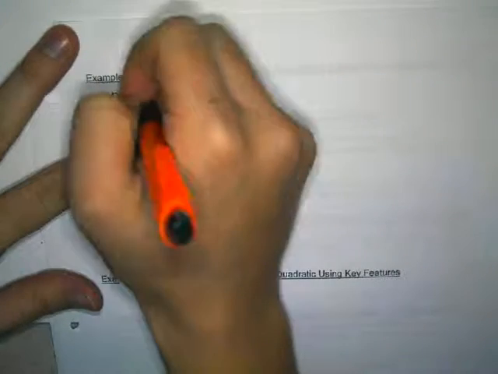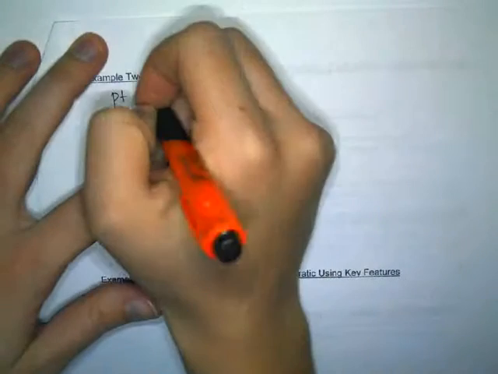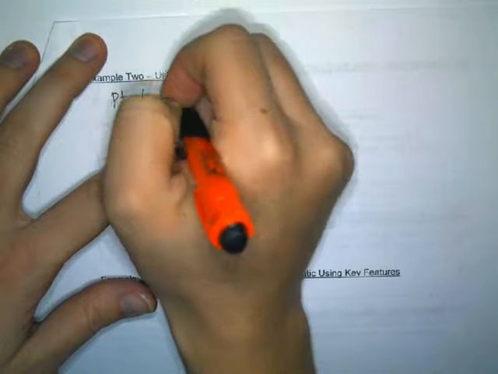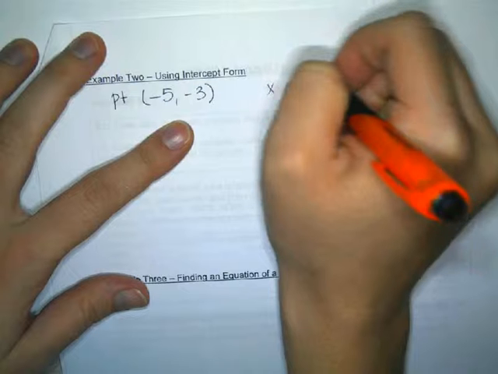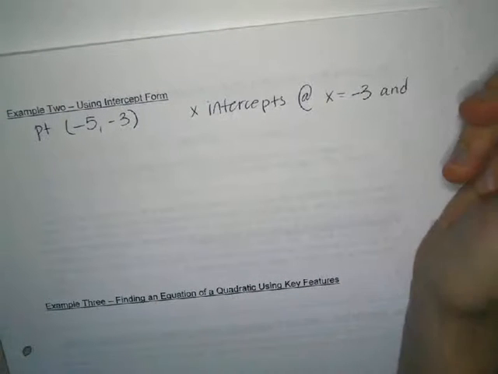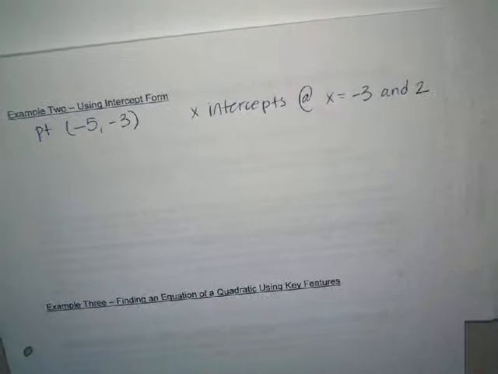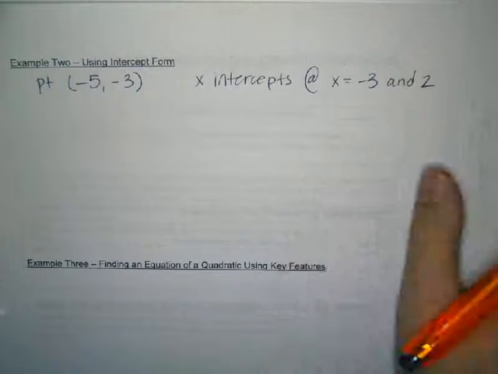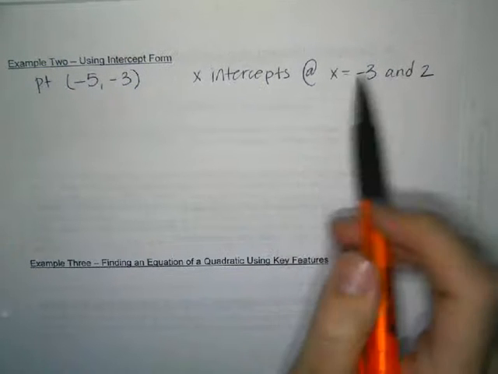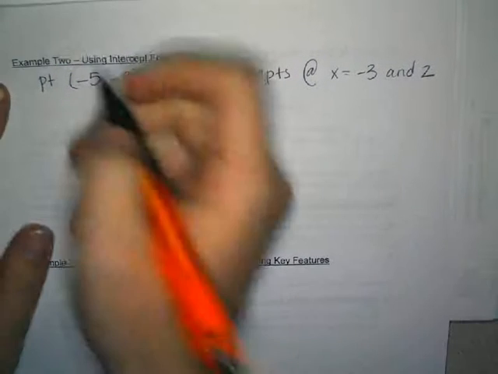Same type of deal, but the information that I'm going to give you is that it goes through the point (-5, -3), and you have 2 x-intercepts. Let's go with x at -3 and 2. Because the information that I'm giving you about this quadratic that we're supposed to write the equation for is 2 intercepts, we're going to use the intercept form.